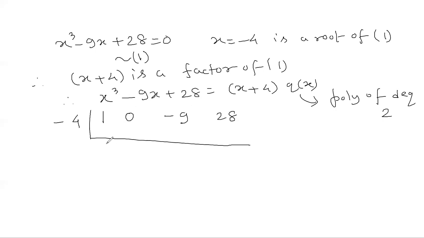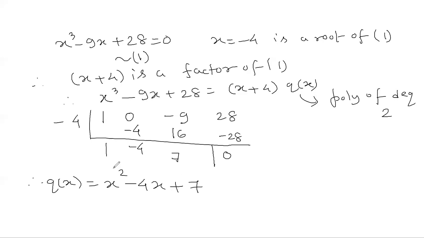So 1 comes down over here. So 1 into minus 4 is minus 4. Okay, then minus 4 times minus 4, we'll get 16. So if I add minus 9 and 16, you will get 7. Then it is minus 28. Okay, so the remainder must be 0 because x plus 4 is a factor which perfectly divides this equation, right? So what is our q(x)? You can see our q(x) is x square minus 4x plus 7. Okay, so we have to solve this quadratic equation.